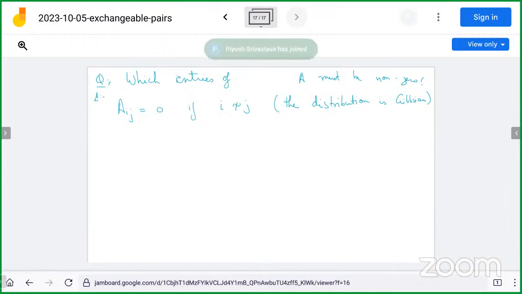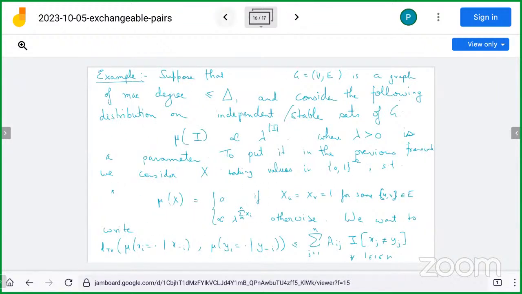Okay, so 5 minutes left. Now what are the rest of the entries? Is there an assumption? What does Gibbs mean? This potential factor. It's not an assumption, I mean, I put a special description, like some distribution on independent sets.